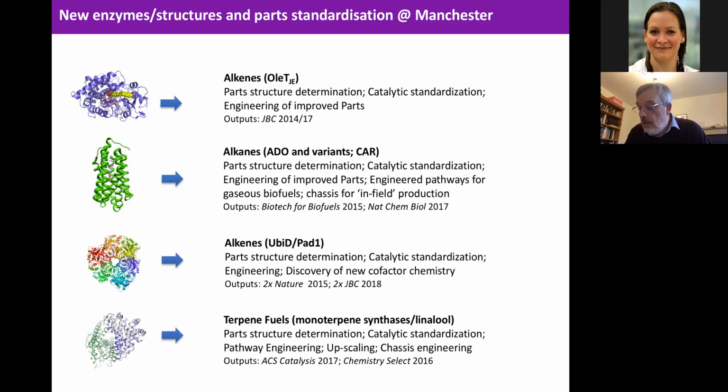So armed with that knowledge that ADO is unlikely to support this large-scale production, in MIB, a number of us in the Institute have been looking at other potential enzymes that could give rise to flammable fuels. For example, we've had an MIB-wide program on mechanism and structure of a number of enzymes which can be used to produce alkenes, alkanes, and indeed terpene fuels that I've mentioned briefly. Some of those enzymes are shown here.